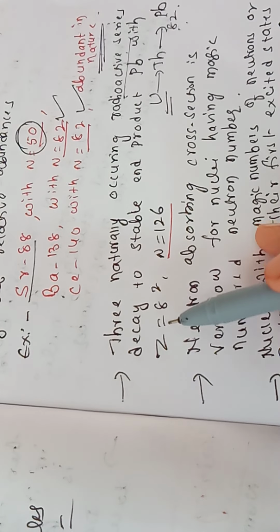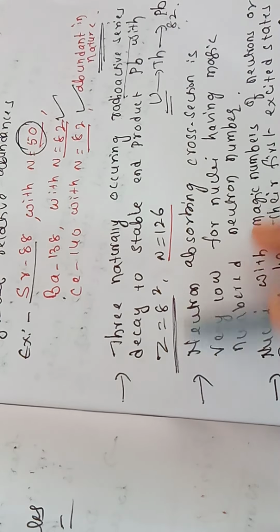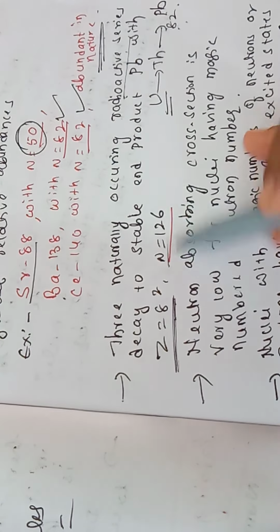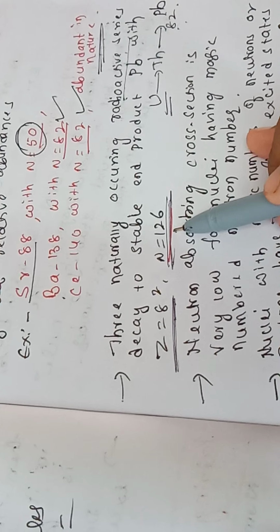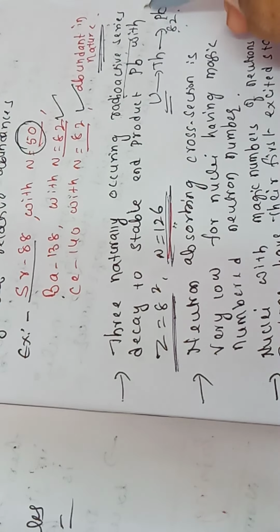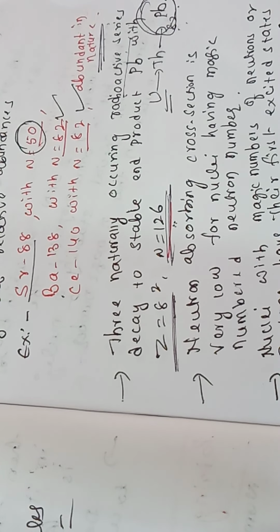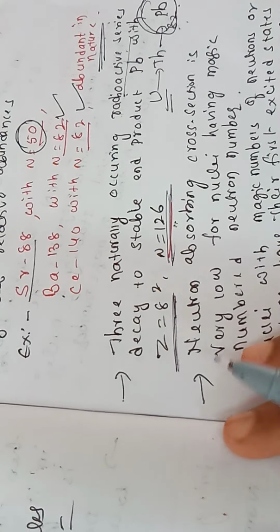Now here you see Z is 82, it is a magic number. N is 126, it is also a magic number. So only lead nuclei is more stable. Here both are magic numbers, so it is more stable.